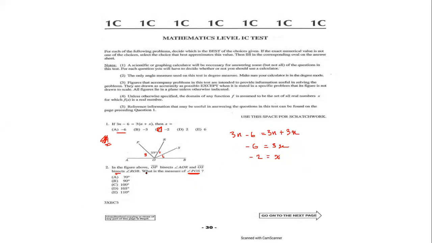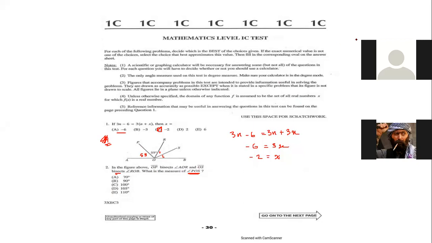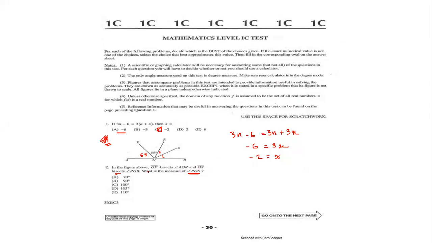Okay. So OP bisects also here, and this is 55 degrees. This one is 55 degrees, and angle 1 is equal to angle 2. So 180 minus 110, because 55 and 55 is 110. 180 minus 110 gives 70. 70 divided by 2, each one is 35. And POS now is 35 plus 55, which is 90. It's B.